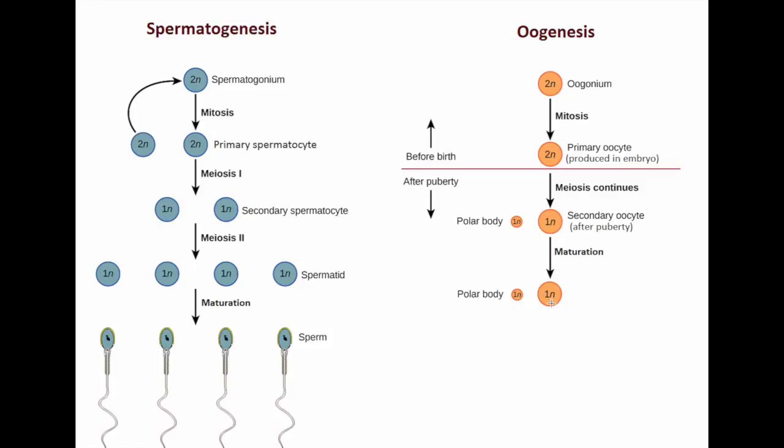Finally this sperm and egg are going to come together and go through fertilization, and from fertilization all the further processes go on. So this is the basic idea of gametogenesis, which explains spermatogenesis and oogenesis.